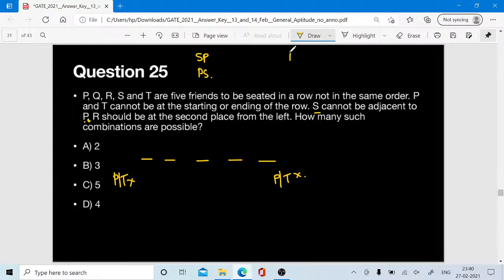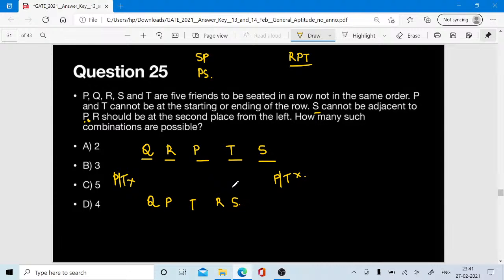So basically I can get a combination like RPT, with the starting, so here one combination is possible. And here the other two things: what is left? S, and what is left? Q. This is one combination which is possible. Similarly, PT can replace their position. So here Q will be there.